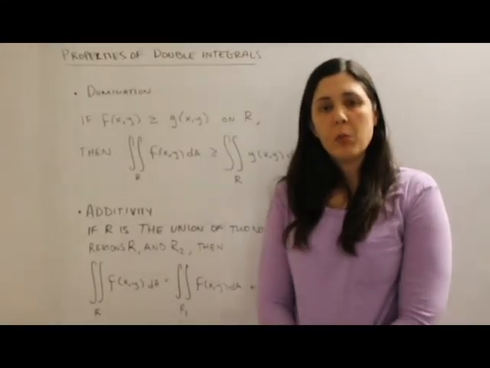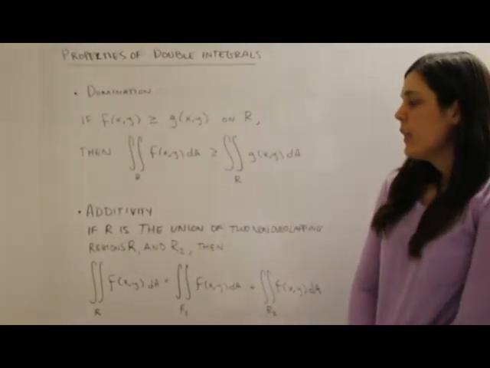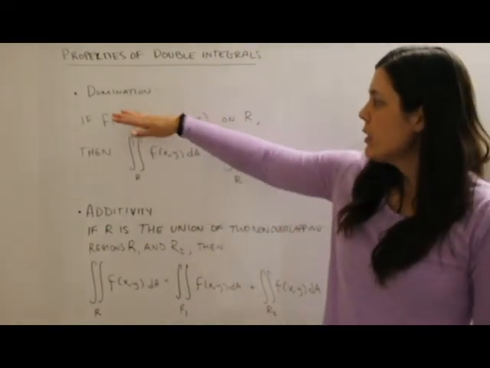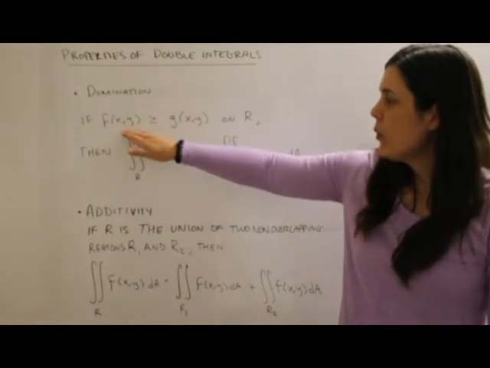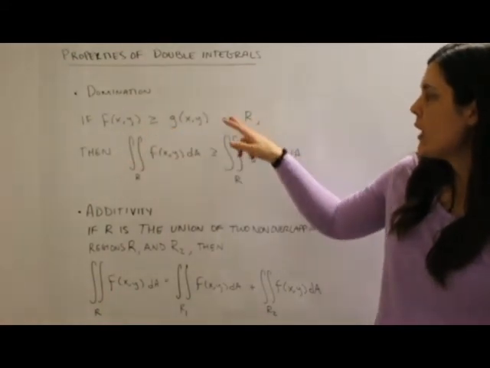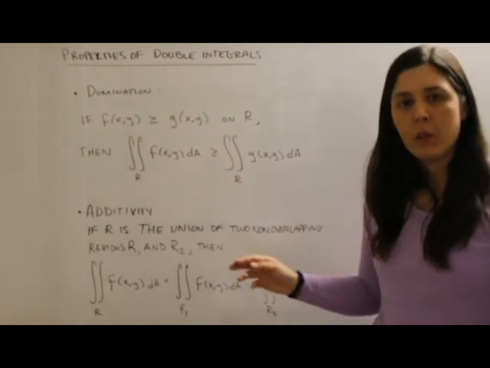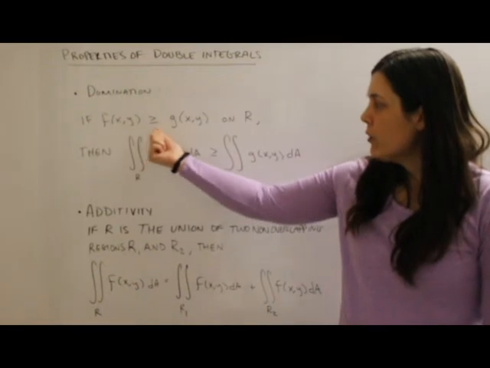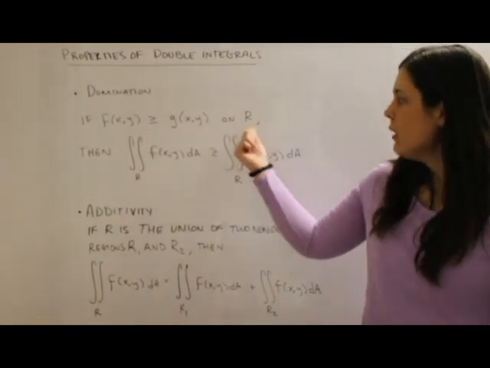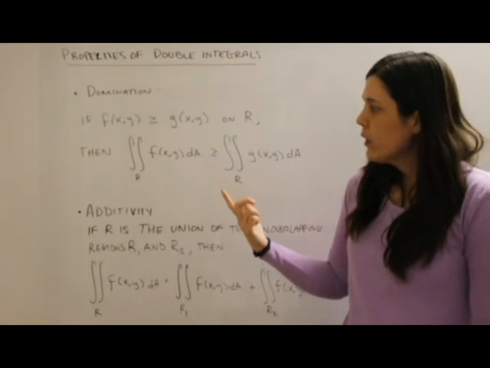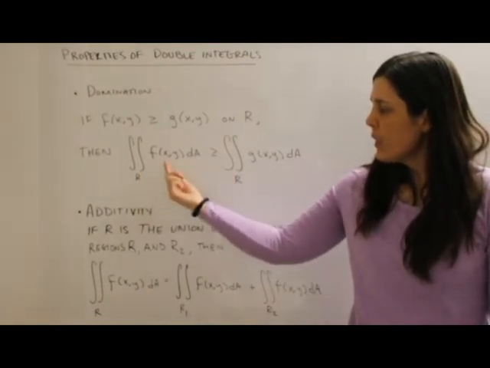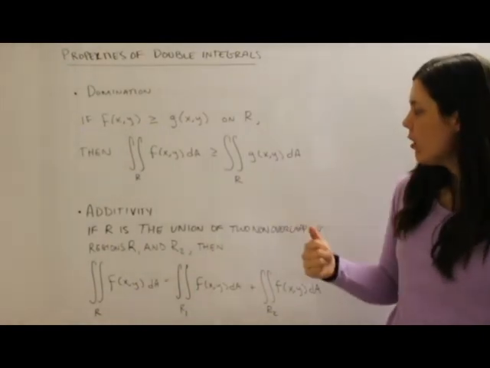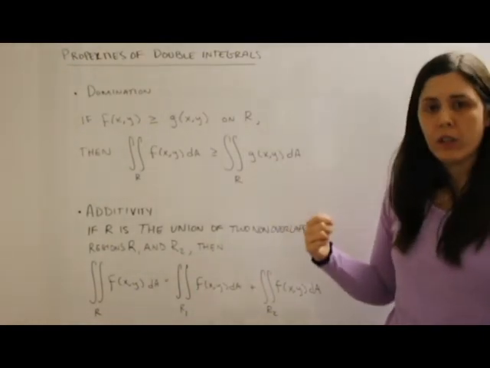I want to discuss a couple of properties of double integrals with you. And we're going to do an example of the second one here. The first property is called domination. Basically, if you know about two functions and how they behave on a region R, you actually know about how their double integrals behave. So if you know that the function f of xy is greater than or equal to the function g of xy on your region R, then you can conclude that the double integral of f of xy is going to be a greater value than the double integral of g over that region R.